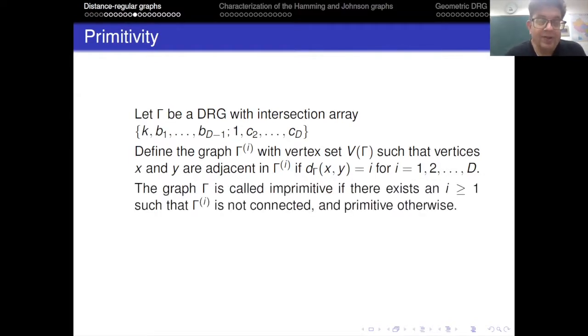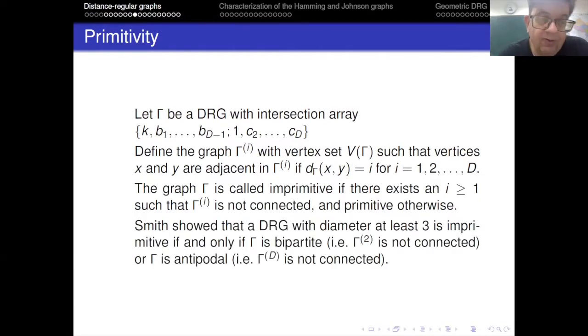The graph is called imprimitive if there exists an i at least 1 such that the graph gamma_i is not connected, and we call it primitive otherwise. So if all the gamma_i's are connected, then it's primitive. And Smith showed that a distance-regular graph with diameter at least 3 is imprimitive if and only if it is bipartite, that means gamma_2 is not connected, or it is antipodal, that means gamma_D is not connected.